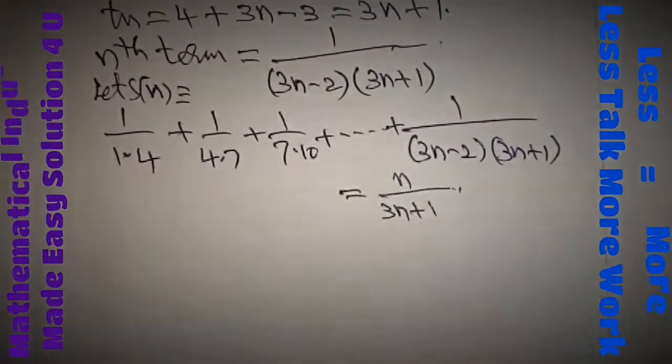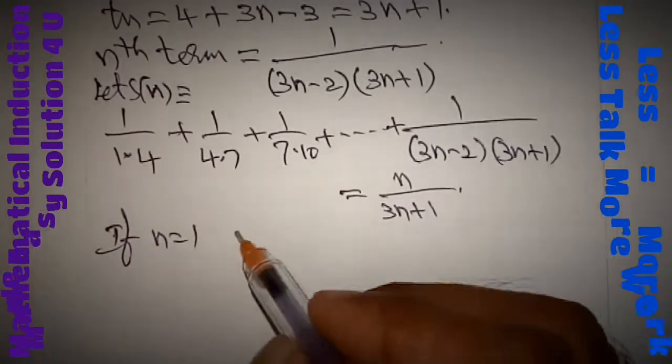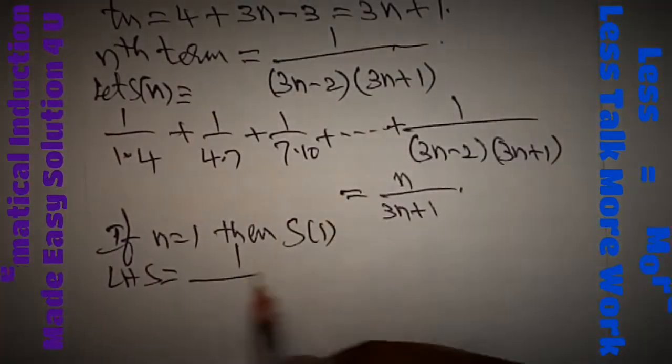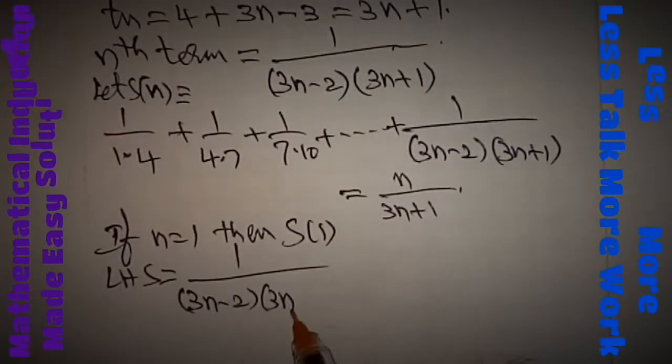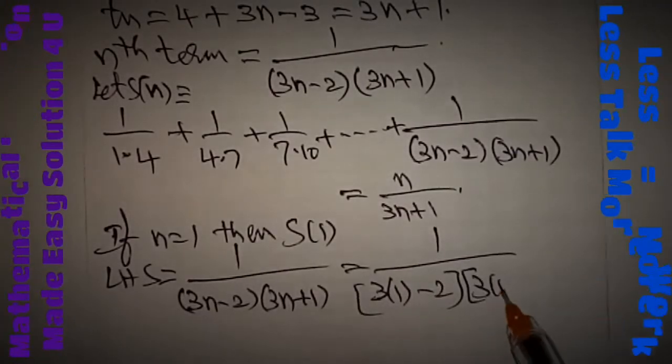After getting the nth term, you have to take the complete statement and write it as S of n. After writing this, start our procedure. If n is equal to 1, then S of 1. Take LHS. The LHS nth term is 1 by 3n minus 2 into 3n plus 1. Here you can substitute n is 1 now. We get 3 into 1 minus 2 into 3 into 1 plus 1.